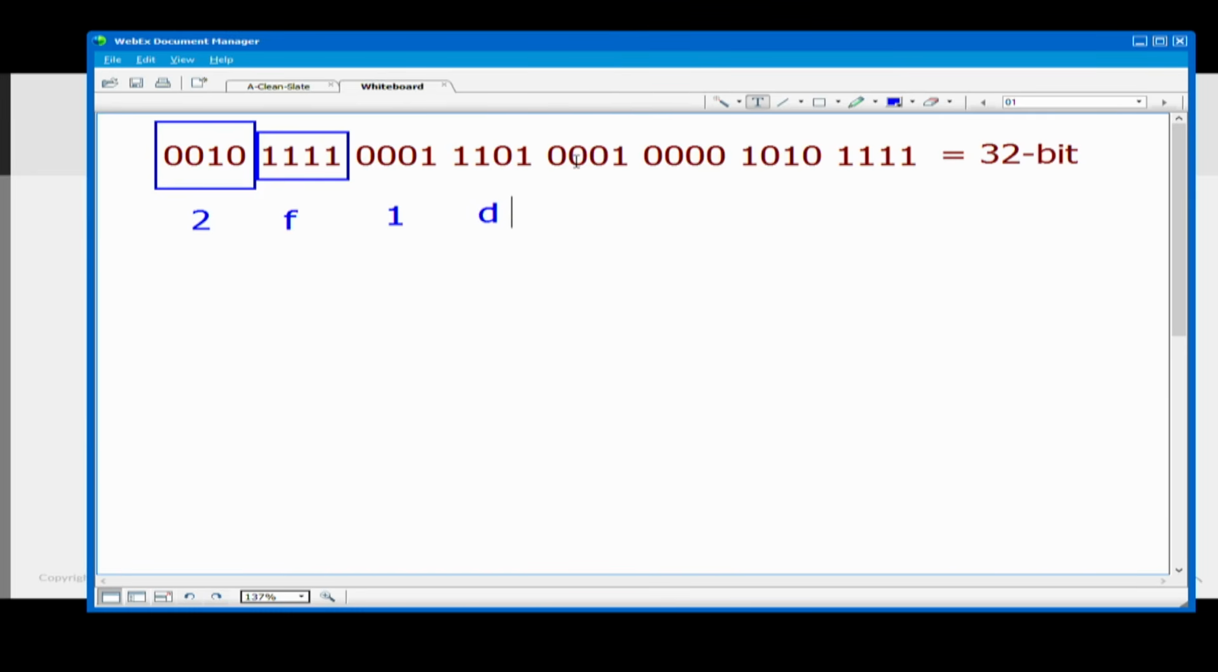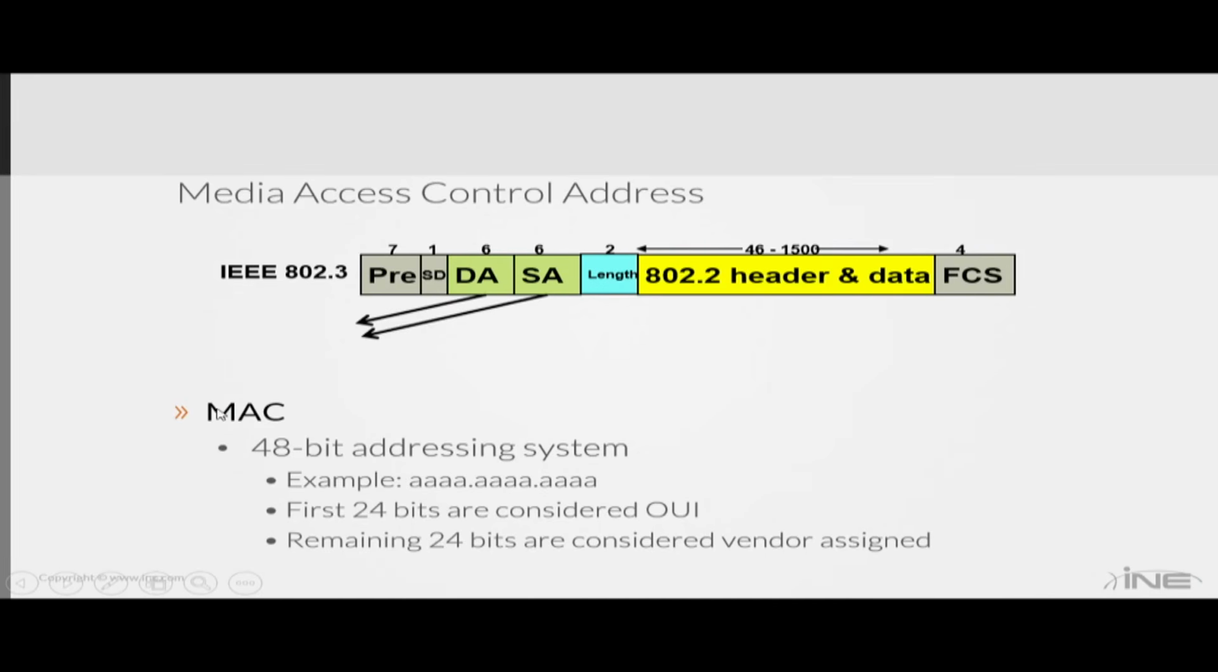So your MAC addresses are always going to be represented like this. The 48 bits in binary are going to be showing up to you in whatever show command you use as a hexadecimal number. So for example, here's an example of a MAC address, AAAA.AAAA, so on and so forth.